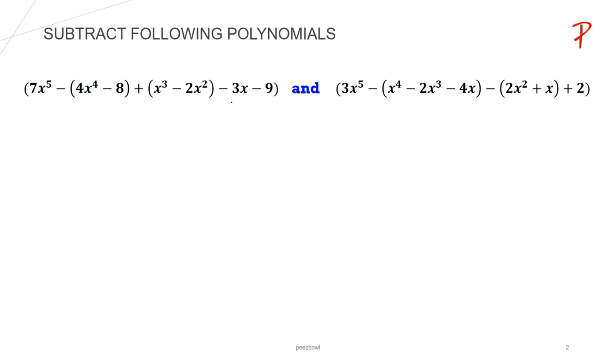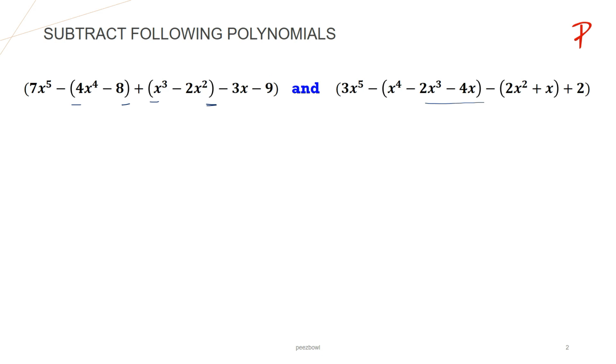Hi, let us subtract these two polynomials. If you look closely in both the polynomials, we have a few terms within a bracket. Like you see here, 4x to the power 4 minus 8 and then x cube minus 2x square is in a different bracket. Same way in the second polynomial also, we have a few terms in a bracket within the polynomial, right? So we need to solve these two brackets first in order to perform the subtraction, right?